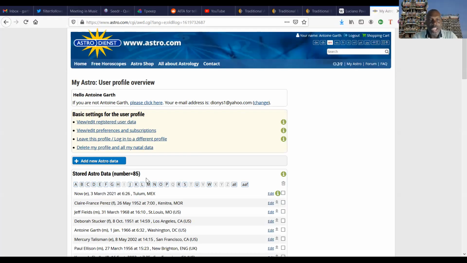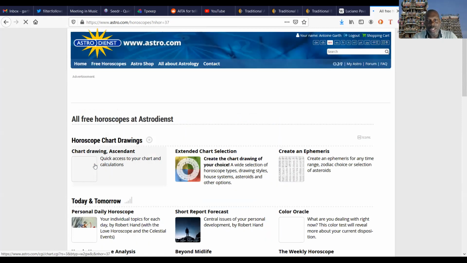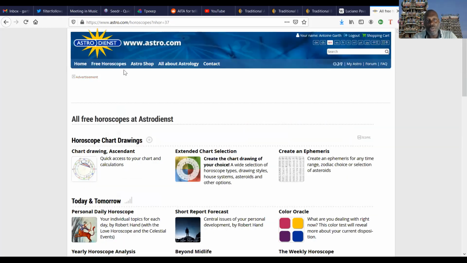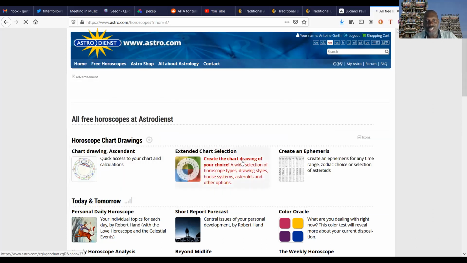Okay, so we're doing solar returns today, and so I'm just going to show you. I only know how to do it if you already have an account at astro.com. But if you don't already know how to do it, here's me. I click on my name. I'm in my own Astro data. I click on the name of it, and then I go to extended chart selection. I think even if you go to free horoscopes and click on natal chart ascendant or extended chart selection, you click that extended chart selection.